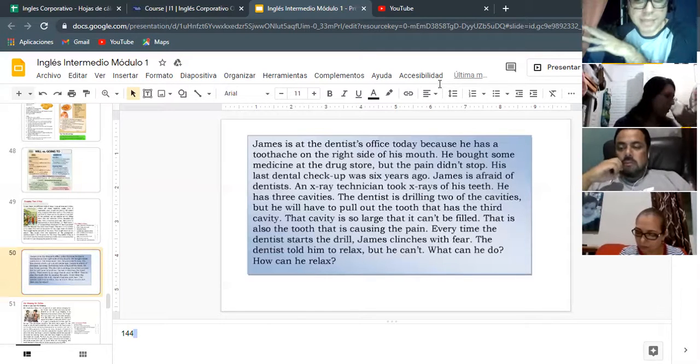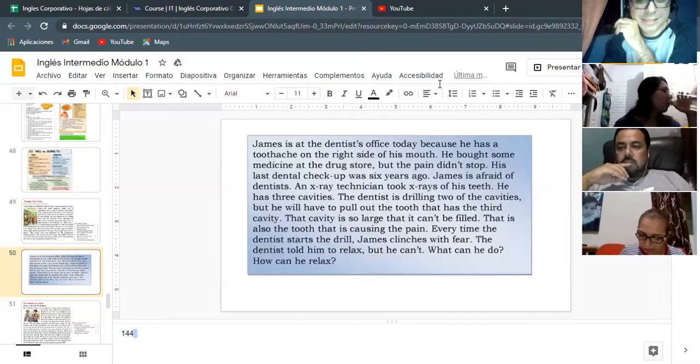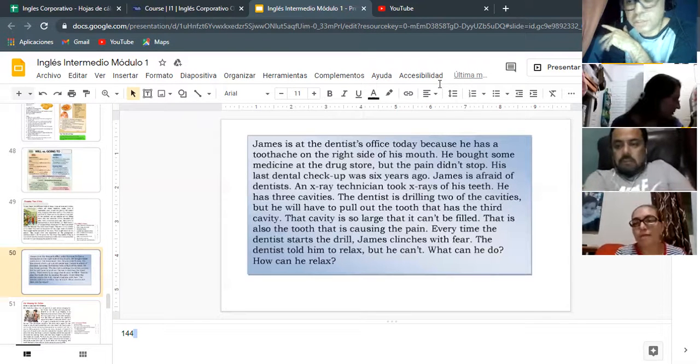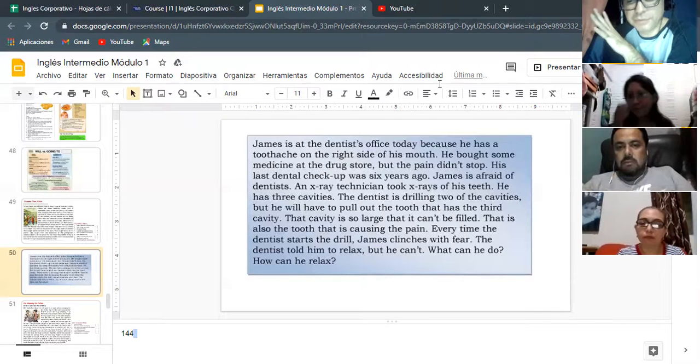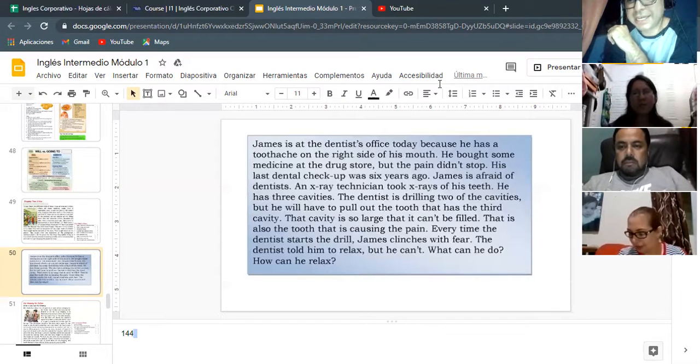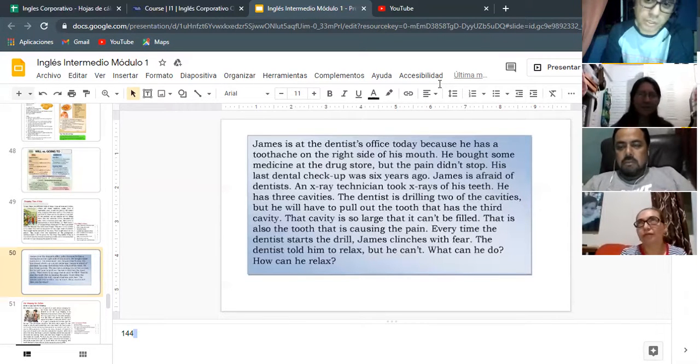Another reason that sometimes happens in this kind of situation is that there is new vocabulary, right? So words that you don't know, like clenches, for example. I believe that most of you have that incorrect, because I was probably saying, James clenches with fear, and you were like, what? Clenches, what is that thing, right? So that is another reason that might be happening. So it's very interesting, because in this situation, we can understand what we need to do.